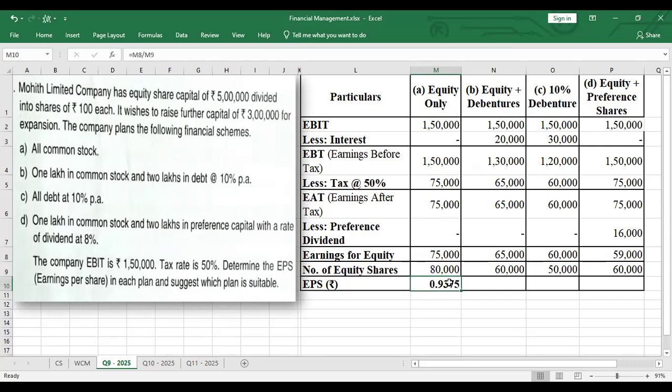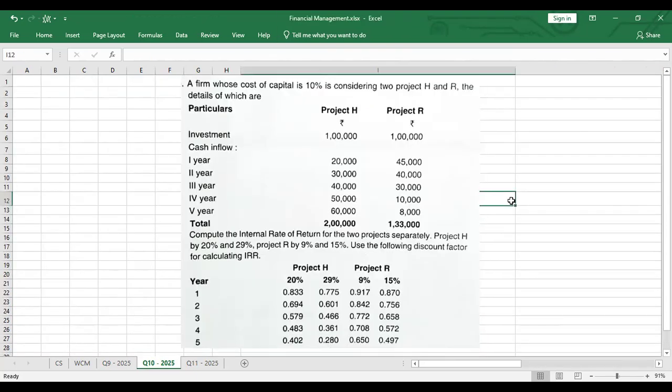0.9375 is the earning per share. Likewise, we have to do this for all and we will get the answer. Now, which one is higher? That we have to select. That is 1.2. So, the company has to select plan C. Now, question number 10.